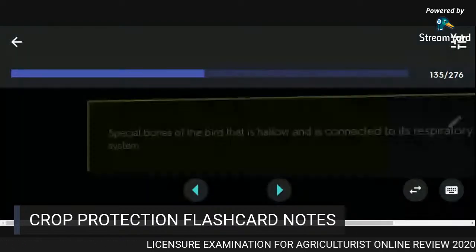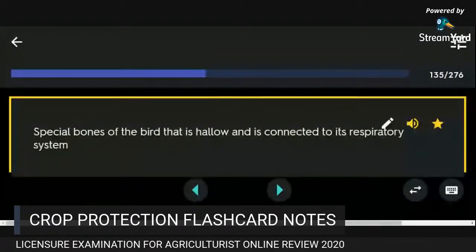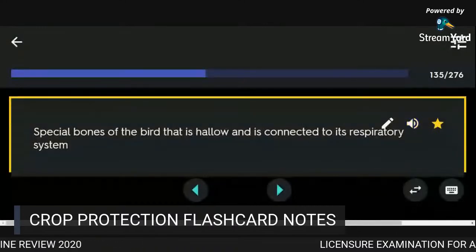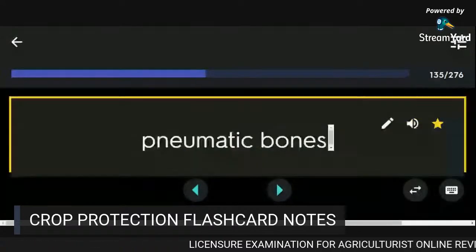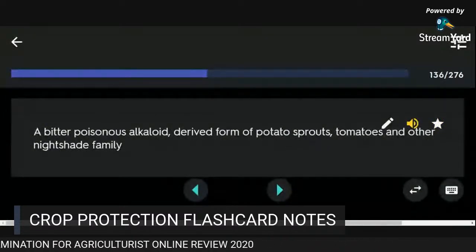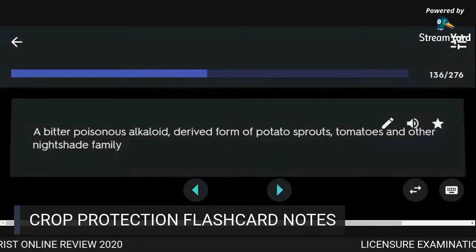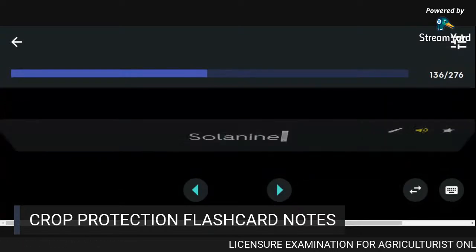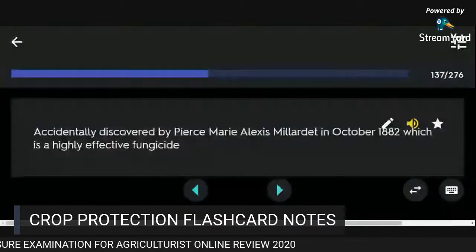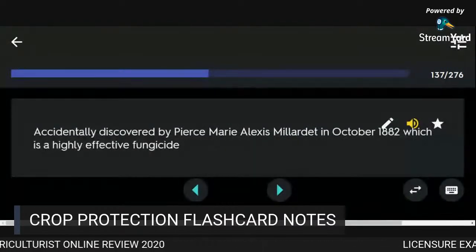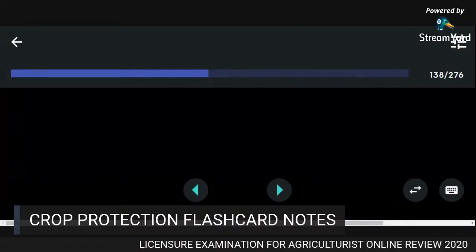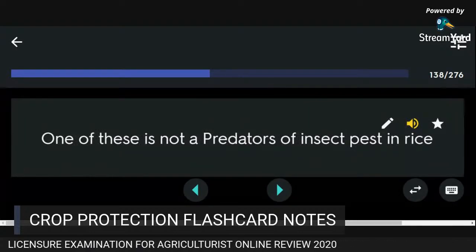Special bones of the bird that are hollow and connected to its respiratory system: pneumatic bones. A bitter poisonous alkaloid derived from potato sprouts, tomatoes and other nightshade family: solanine. Accidentally discovered by Pierre-Marie-Alexis Millardet in October 1882, a highly effective fungicide: Bordeaux mixture.